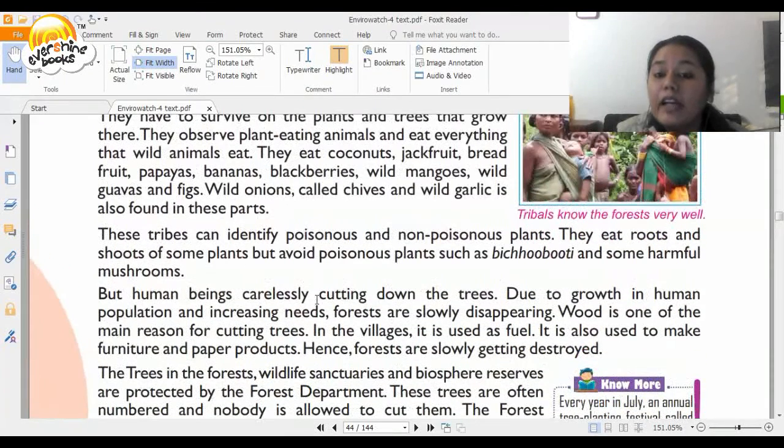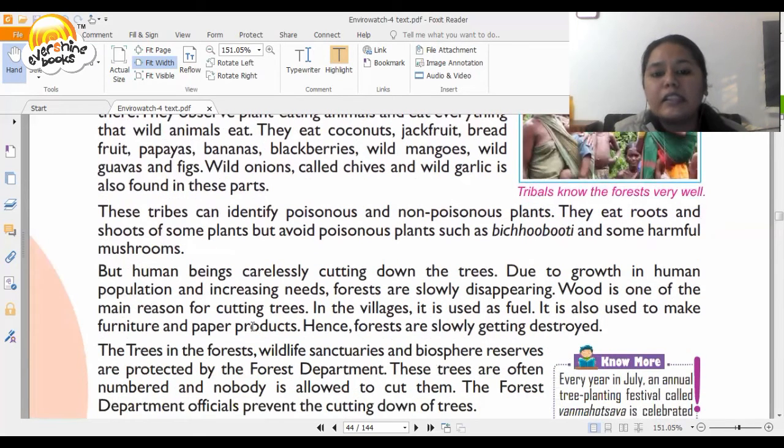These tribes can identify poisonous and non-poisonous plants. Why? Because they are born and brought up in the forest, so they are so well versed. They have so much knowledge about the trees and the plants around them. They eat roots and shoots of some plants but avoid poisonous plants such as Vichubuti and some harmful mushrooms.